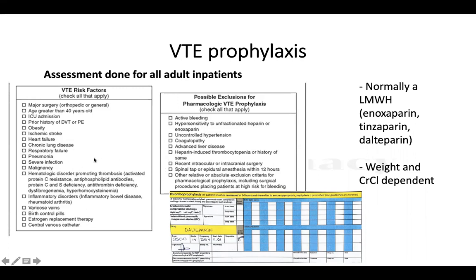Obviously the more clotting risk factors you have, the more indication there is for VTE prophylaxis. But if they're young, healthy and moving around, they might not need any VTE prophylaxis. Make sure the scoring has been done, as that is a national guidance thing. So make sure that's done, and that it's appropriate based on their weight and renal function.